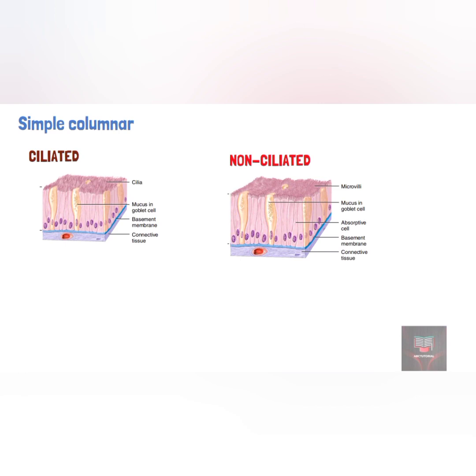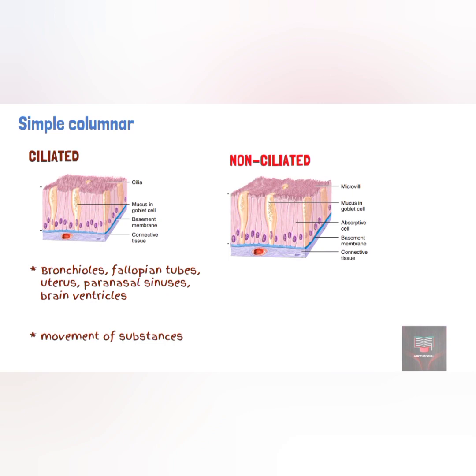The ciliated simple columnar epithelium lines the bronchioles, the fallopian tubes, the uterus, the paranasal sinuses, and the ventricles of the brain. When the cilia beat in unison, it helps to move particles such as mucus and foreign substances in a specific direction.